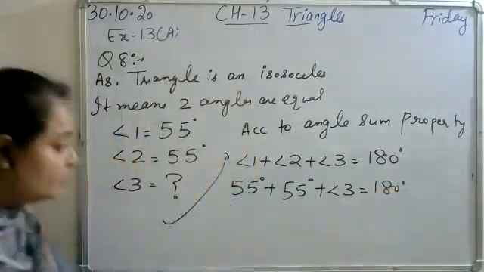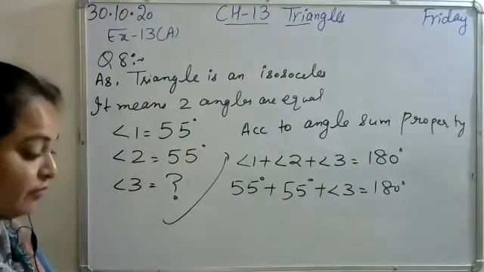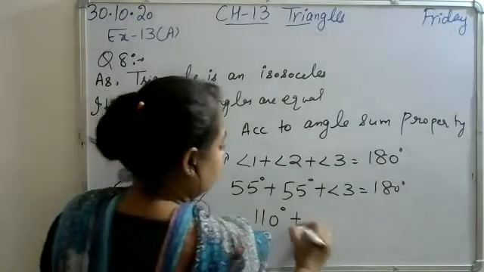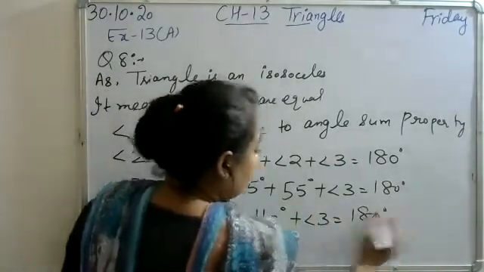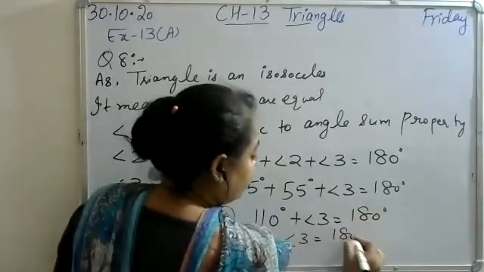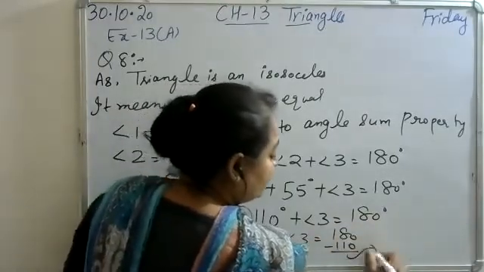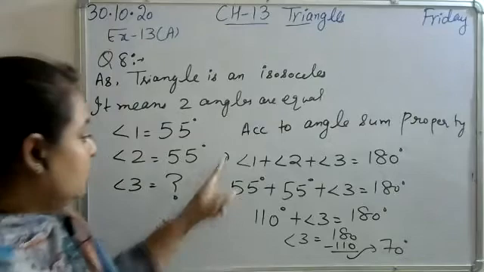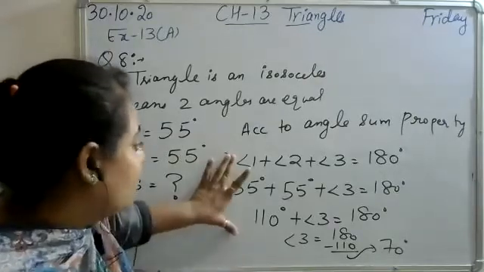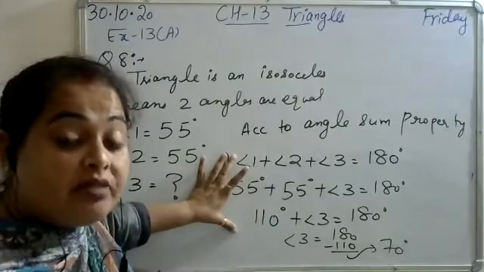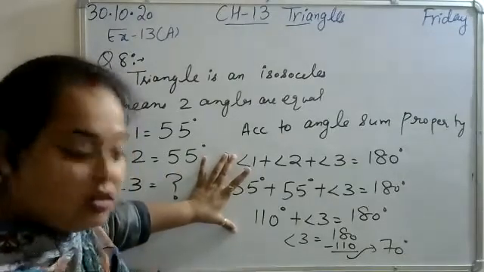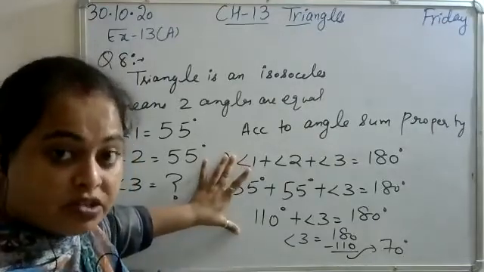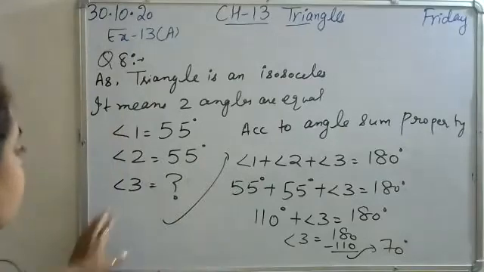Now add 55 plus 55 will give you 110, and this angle 3 is equal to 180 minus 110, which will give you 70 degrees. So this is the way to solve the sum. This method is the same as the method we did yesterday in the 6th question. This is not a new method.